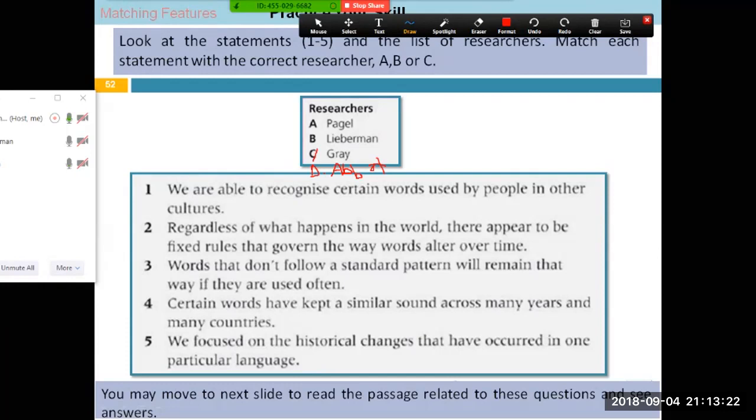Now, this name is extra, remember. This might be option B, this might be option A. This is only a distractor. So you have to focus on which of these information matches with which of the researchers.